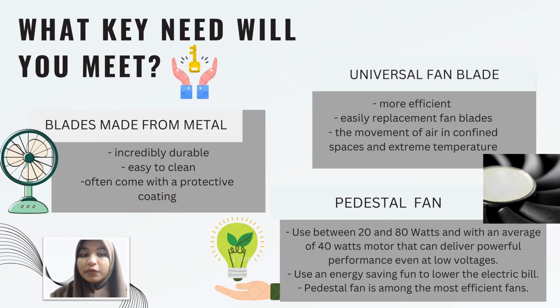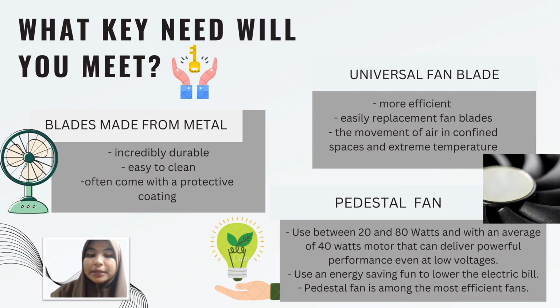Next is the universal fan blade. Universal fan blades are more efficient because they make an important contribution to improving overall engine efficiency. The second is that the universal fan blade is easy to replace. And the third one is the movement of air in confined spaces and extreme temperature environments, and it can be used for both heating and cooling purposes.